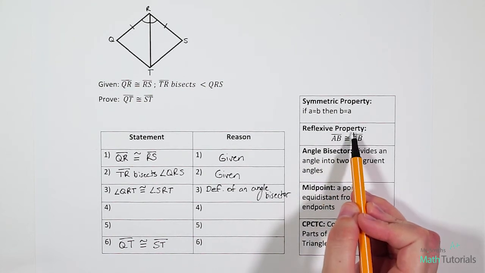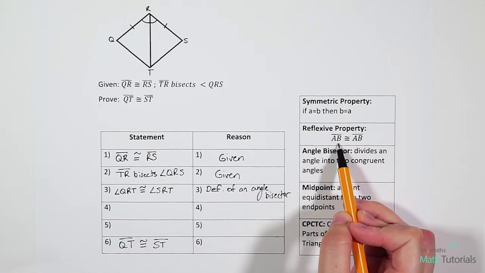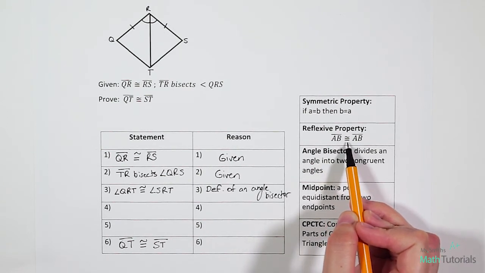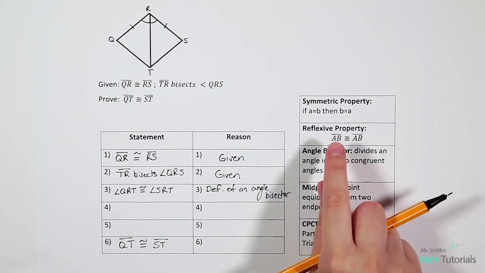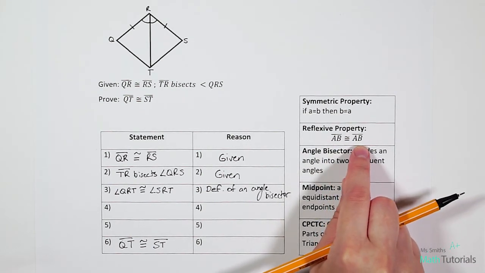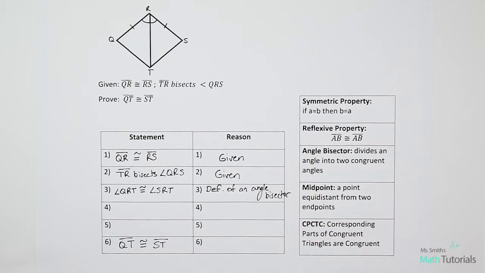Our reflexive property states, and I just used AB as an example, that line AB is congruent to line AB. The reflexive property is when something is congruent to itself. And I always remember this because I think reflexive sounds kind of like reflective, like as if you were looking in a mirror, you'd see a reflection. So I don't know, that's how I remember the reflexive property.